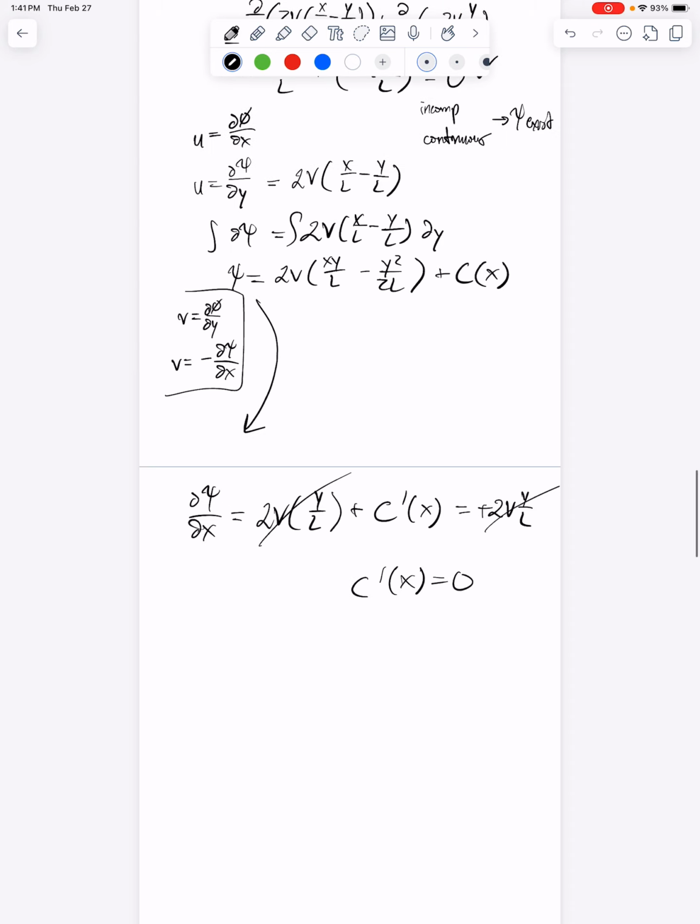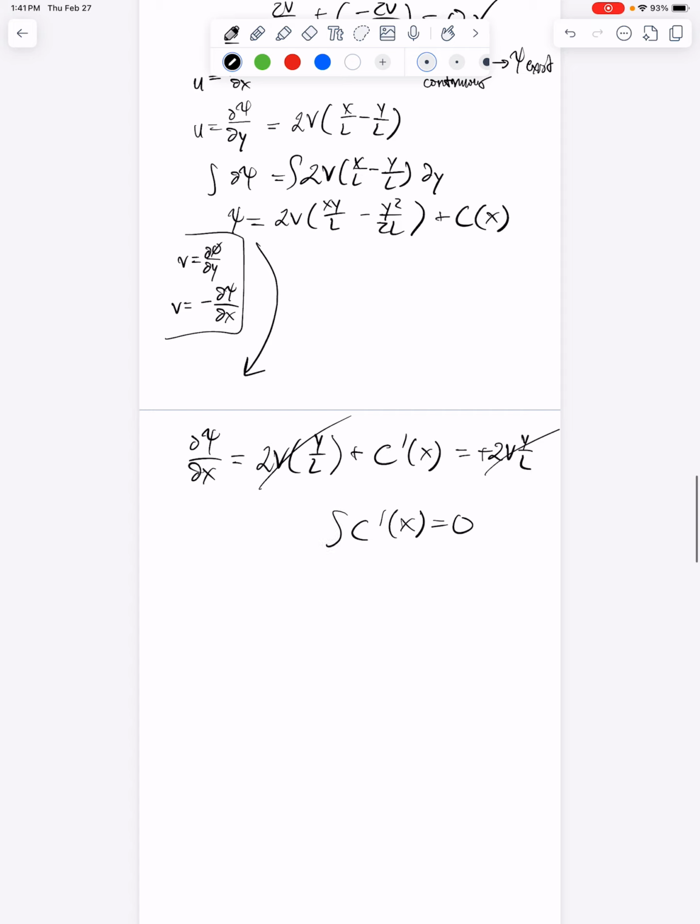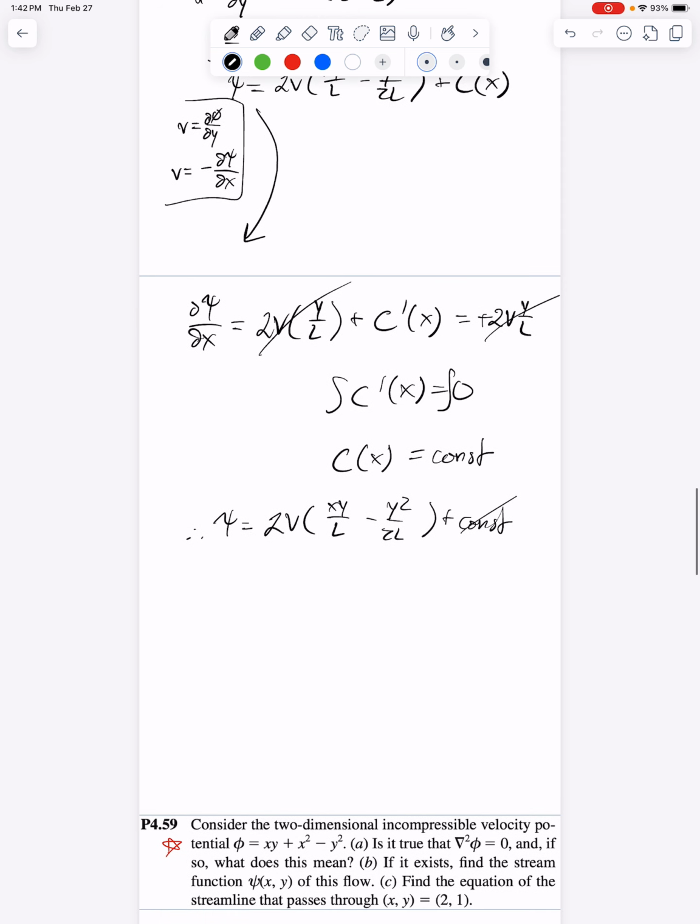We need c of x in order to plug back into our original equation. Integrate both sides. C of x is equal to a numerical constant. Therefore, psi is equal to 2v x y over L minus y squared over 2L plus a numerical constant. We subtract both sides by the numerical constant, and we're left with just psi is equal to that term. So that's the solution for the stream function.